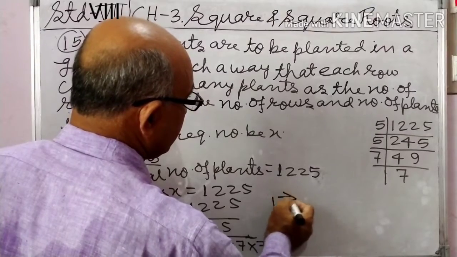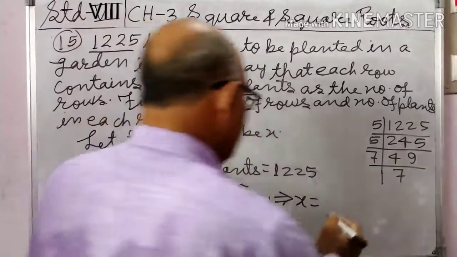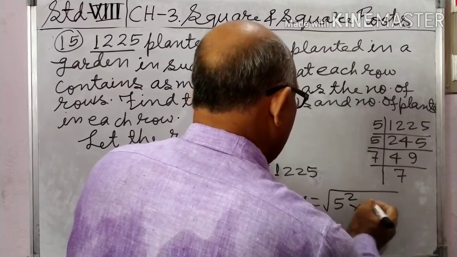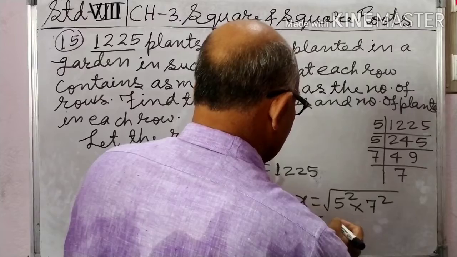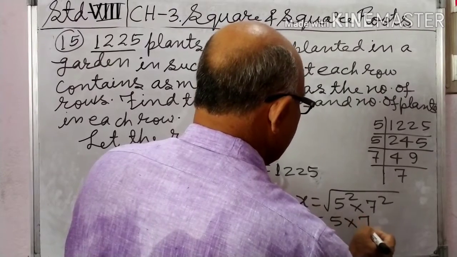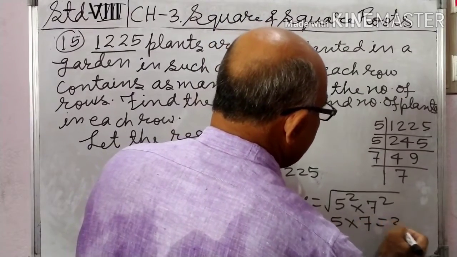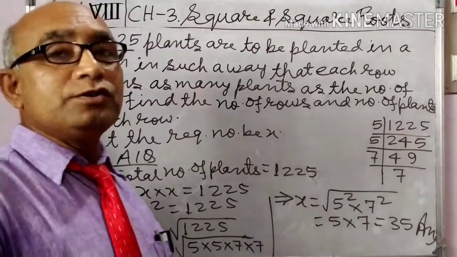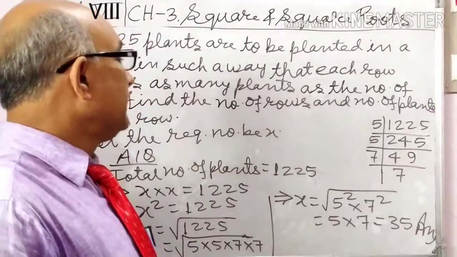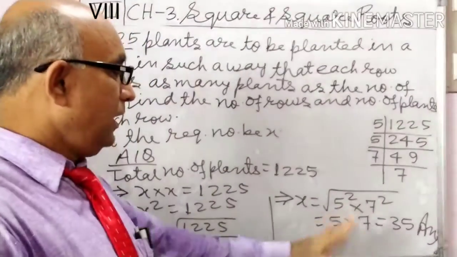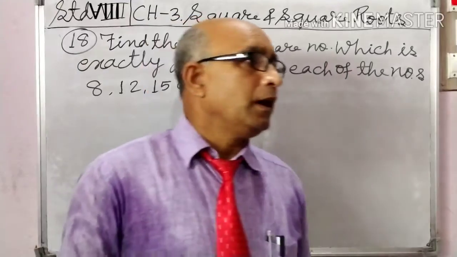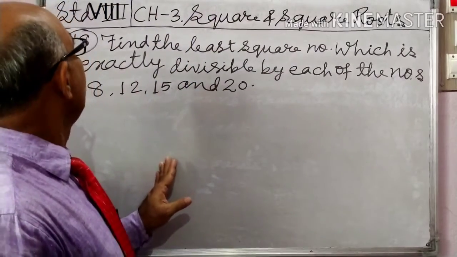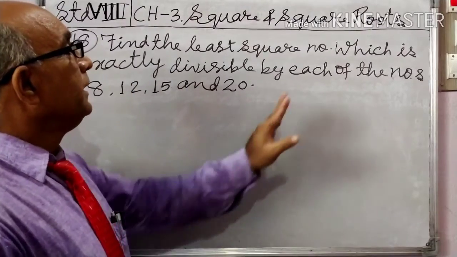So x equals the square root of 5 square into 7 square. The square root of 5 square is 5 and of 7 square is 7. 5 times 7 is 35. Answer: 35 rows and 35 plants in each row. Write it.